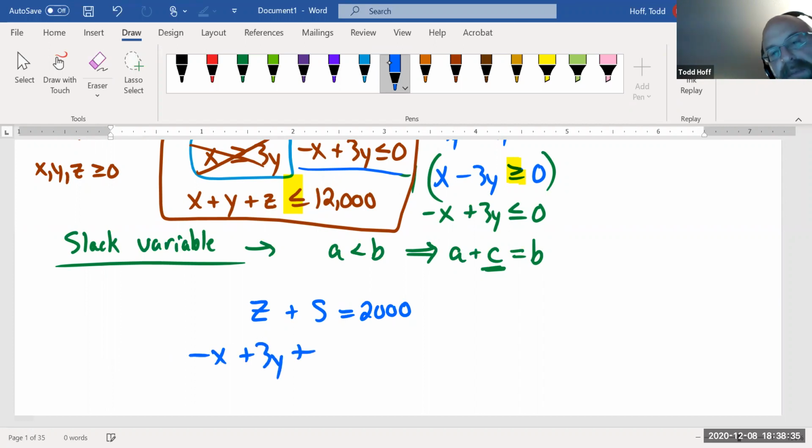Now we have to have a different slack variable here because the difference might be different. So I'm just going to use t equals 0. And then of course we have x plus y plus z. We'll use a different slack variable. So we use u. That's going to have to equal 12,000 now.